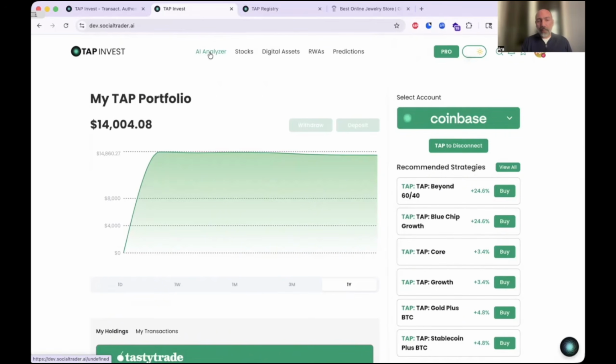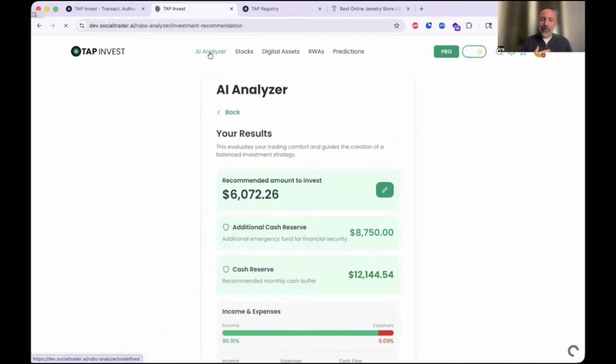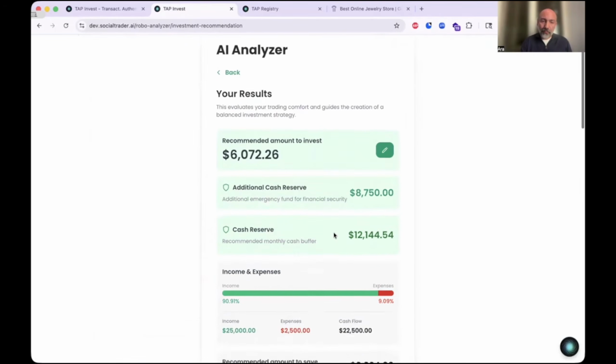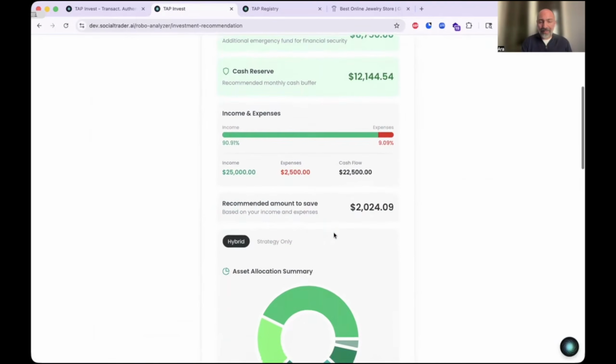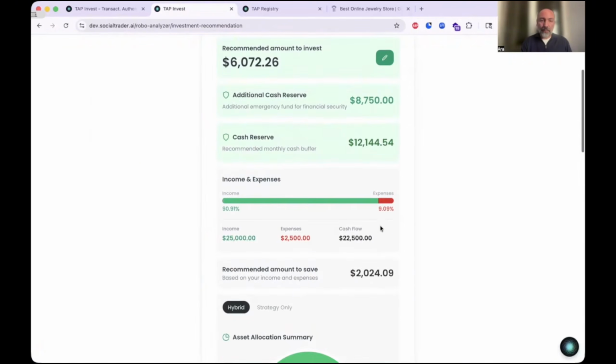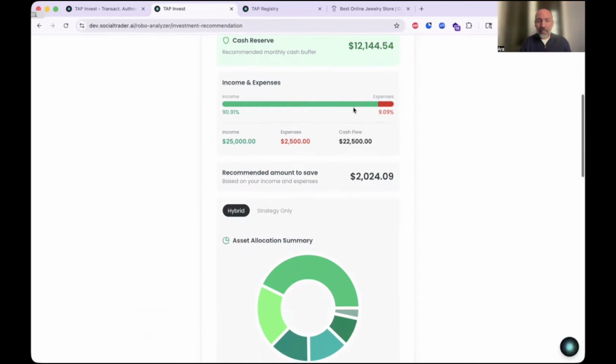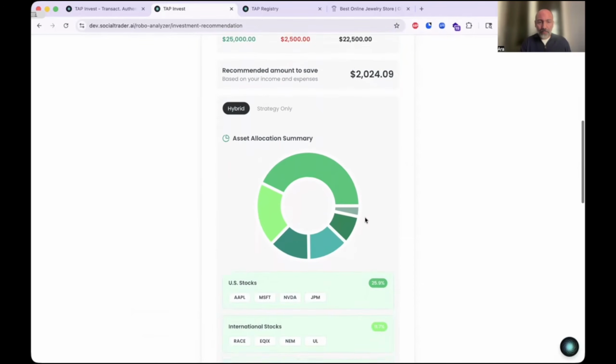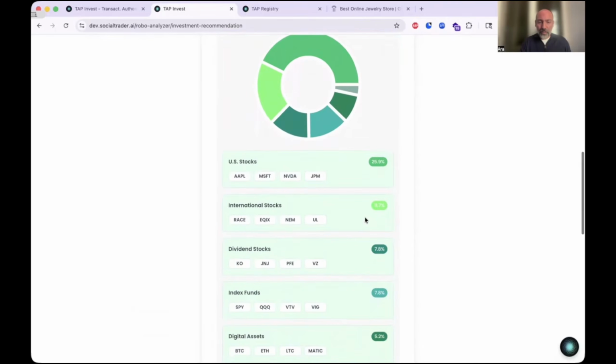Now, when I click on Analyzer, in this case, I've already ran it. So the first thing it does is it runs me through my different results of the last time I ran the analyzer, which shows me how much money I should be investing, how much cash reserve I have, additional cash reserve based on certain questions that I may have answered, and then the recommended amount to save. It'll also build me a custom portfolio.